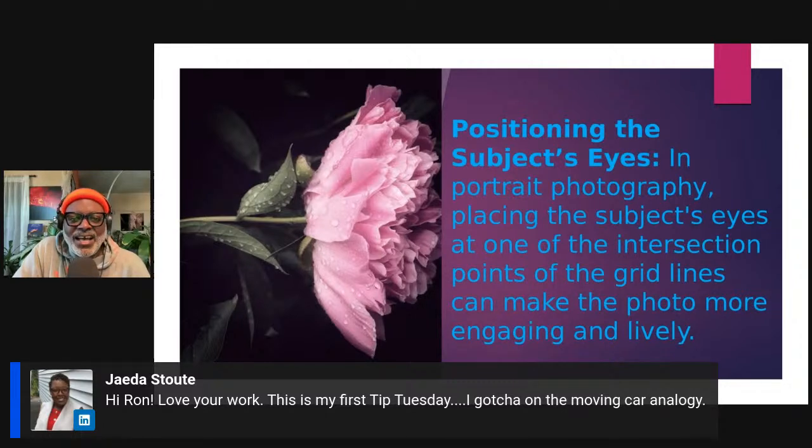Positioning the subject's eyes. In portrait photography, placing the subject's eyes at one of the intersections, I talked about this earlier, points of the grid lines, or we can say the PowerPoint, right? The PowerPoint can make the photo more engaging and lively. So, for instance, I really should have had another section of photos to show you, but I'm just going to do the best I can.